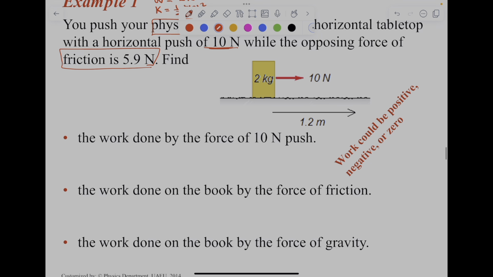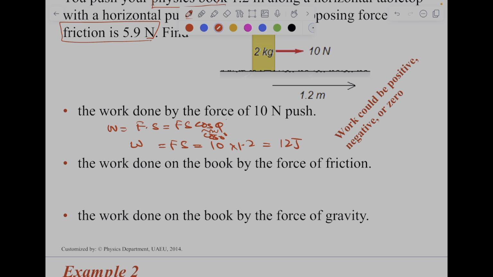So your work done is nothing but F dot S, or Fs cosine of phi. In that case, your angle is 0, so cosine of 0 is 1, so you're left with Fs, and you have F, which is 10 newton, and it covers 1.2 meter distance. So your answer will be work done is 12 joules.